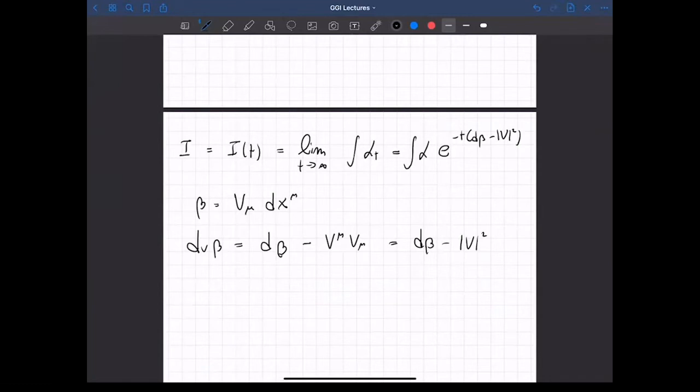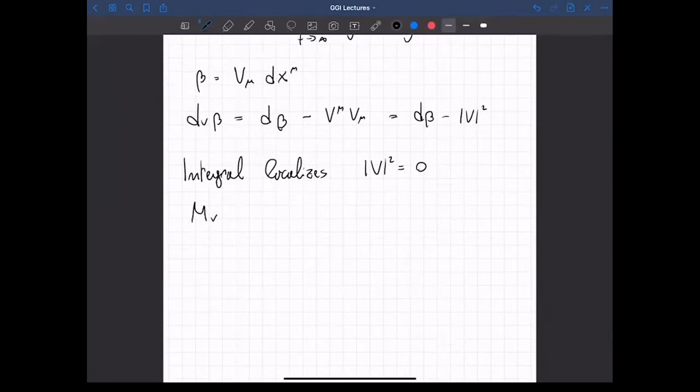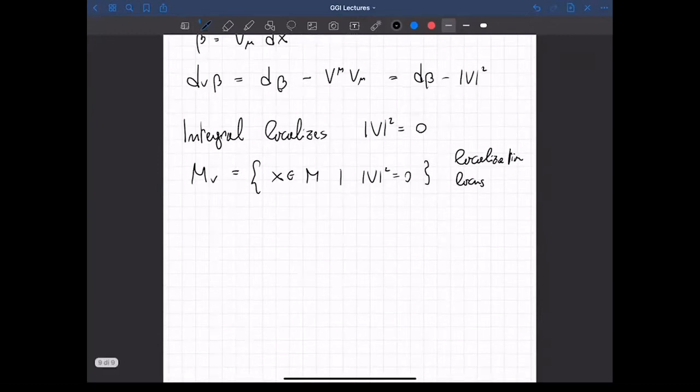I can use the approximation method for this, and so my integral localizes around the point V squared equals zero, which are the fixed points of my U1 action. So let me define the localization locus as the points in M so that V squared is equal to zero. This locus can be whatever you want. It can be a set of discrete points, or some lower dimensional manifold. We'll discuss at least the fixed point case, the discrete set of points.